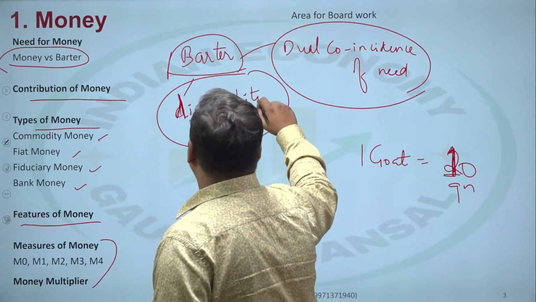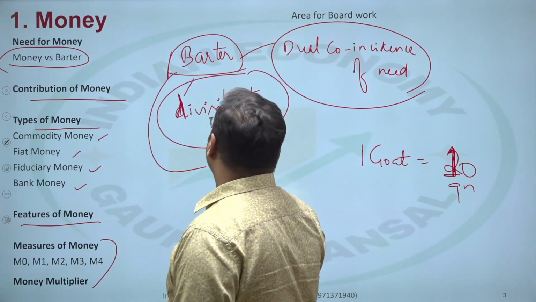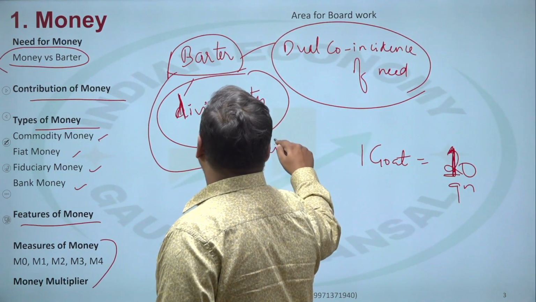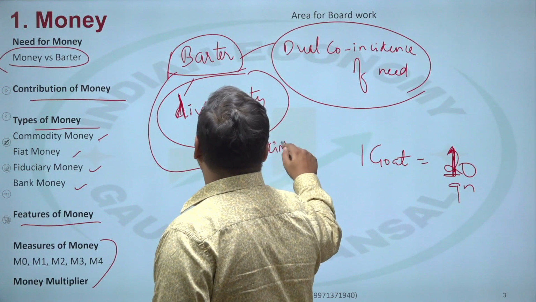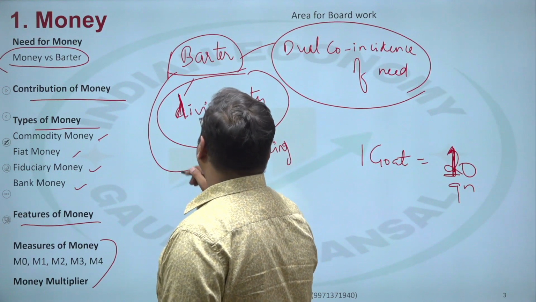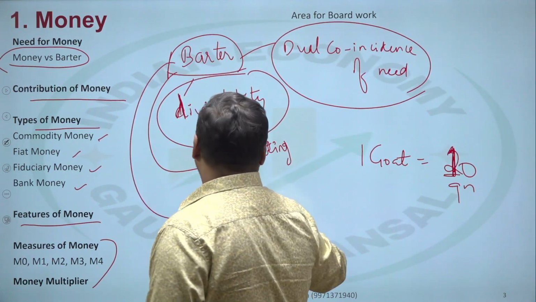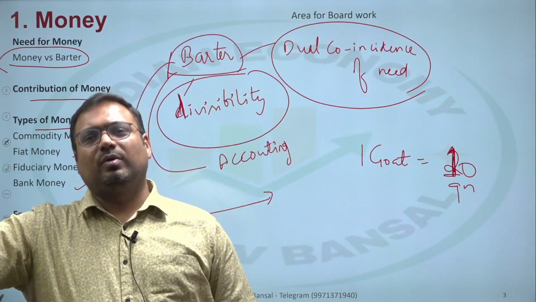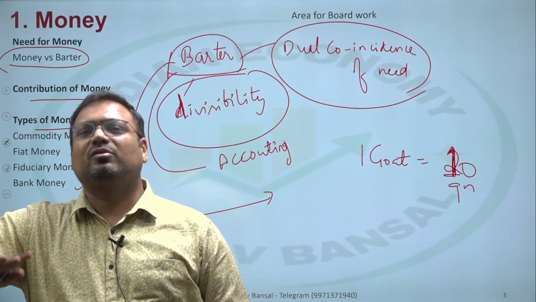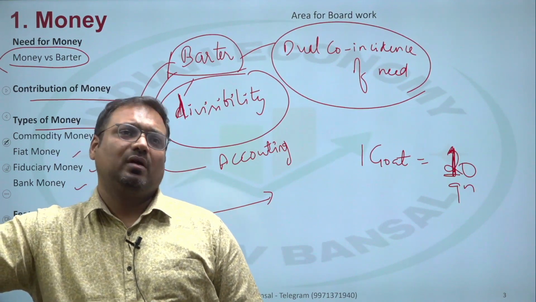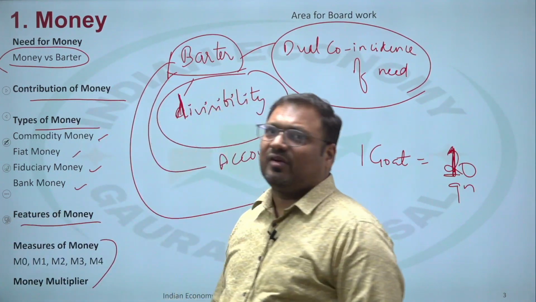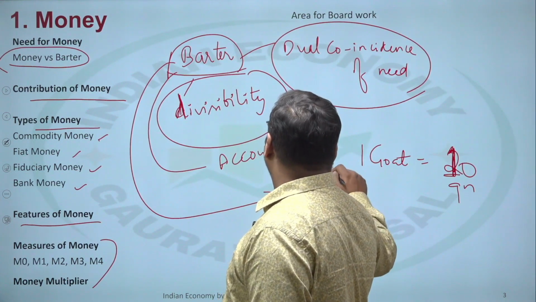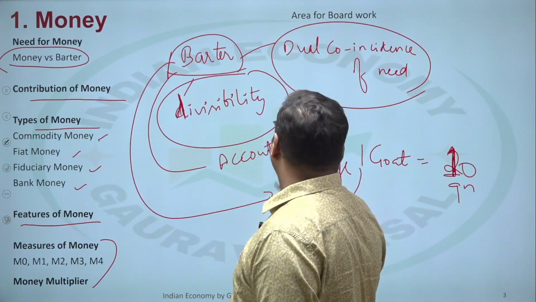Then there were many other difficulties. Accounting difficulty. So money helps in accounting also. Money always acts as a unit of accounting. Then storing. Your products have a certain life, but after that they cannot be stored. But if you exchange that for money, the money can be stored for a very long time, or almost infinite, let us say. So storage, these are the solutions that money provided. These are the contributions of money.